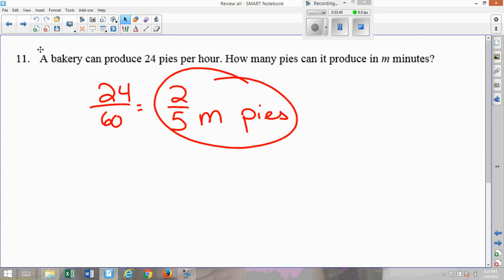A bakery can produce 24 pies in an hour. How many pies can it produce in m minutes? Well, 24 pies in 60 minutes. There should technically be an m there, I guess. And if you reduce that down, that's 2/5 m pies per hour.